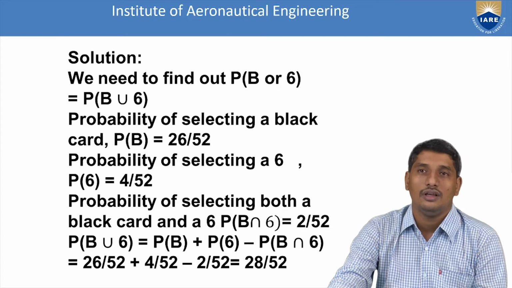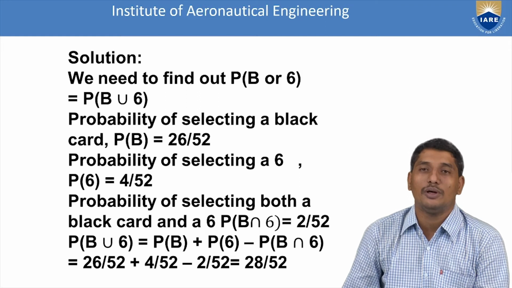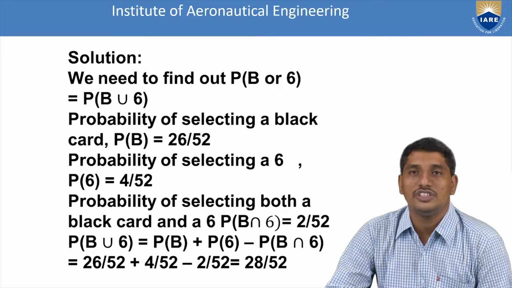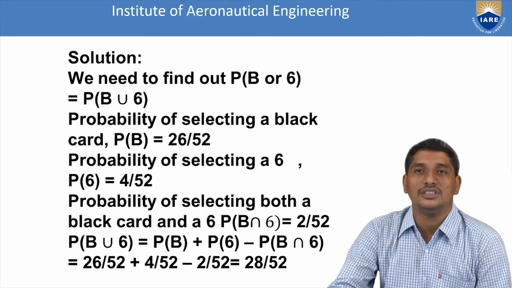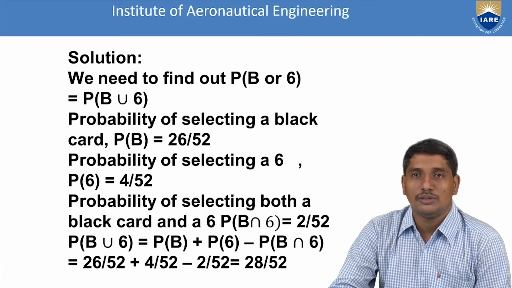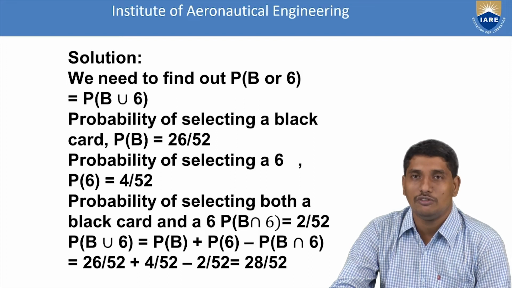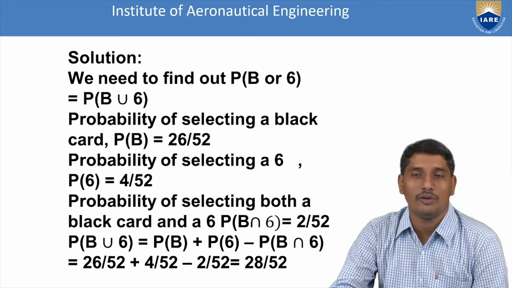union 6. Now by using the additive law, P of B union 6 is nothing but P of B plus P of 6 minus P of B intersection 6. So as per the additive law for 2 events, P of B union 6 is nothing but P of B plus P of 6 minus P of B intersection 6. Let us see one by one.